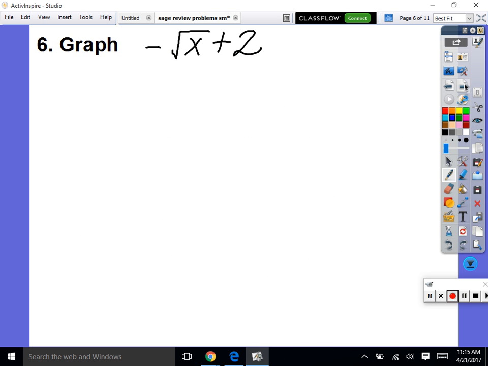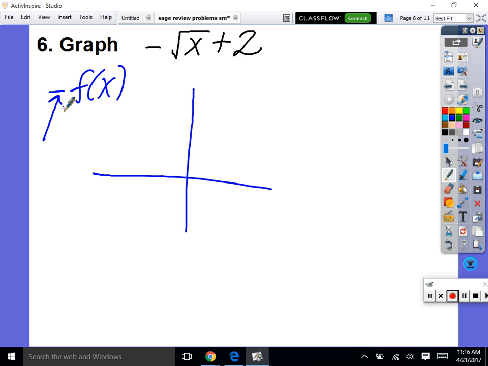Number 6. Graph this problem. Negative f of x is a reflection over the x-axis. Shifting for all functions works the same. It's a shift up 2, and then there's our starting point. So there's no shift left or right. And then that's a reflection over the x. So normally it goes up like this, so it's going to go down like this.